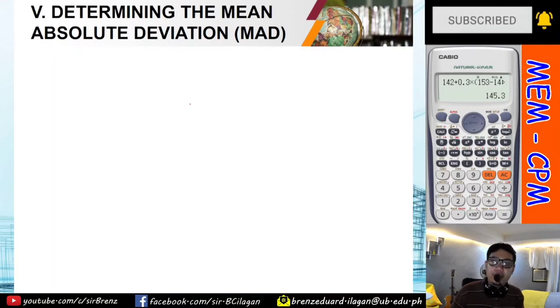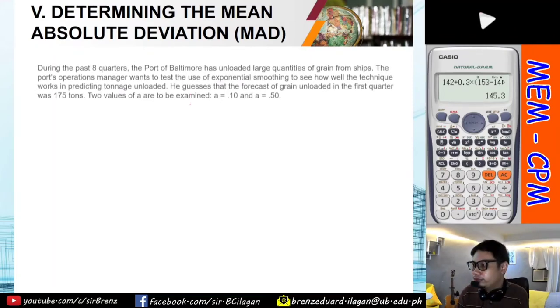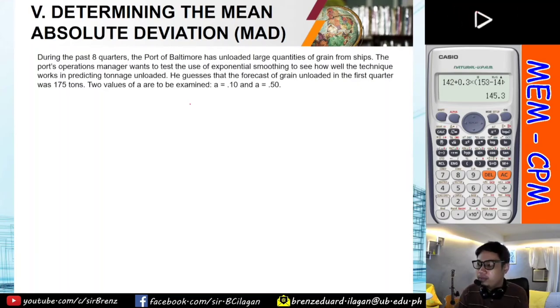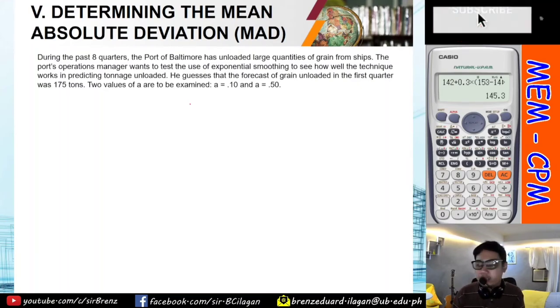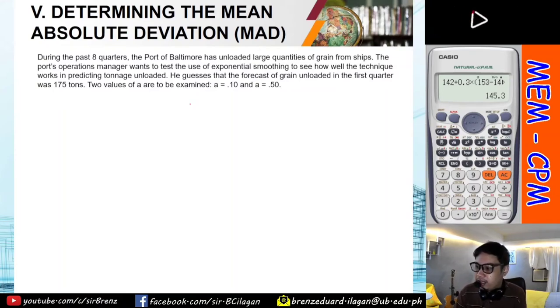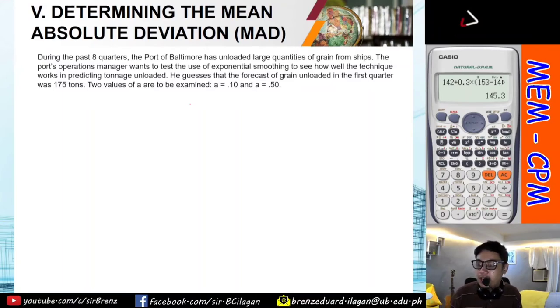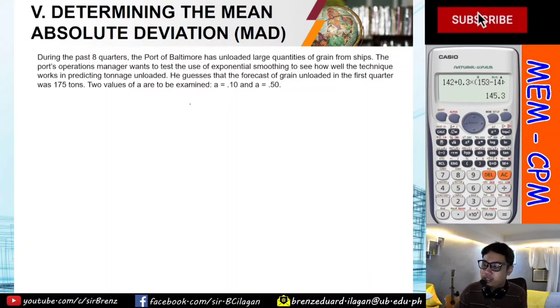So here is an example in determining the mean absolute deviation, or the MAD. Given in the problem, during the past 8 quarters, the port of Baltimore has unloaded large quantities of grain from ships. The port's operations manager wants to test the use of exponential smoothing to see how well the technique works in predicting tonnage unloaded. He guesses that the forecast grain unloaded in the first quarter was 175 tons. Two values of alpha are to be examined. The first value is 0.1, and the second value is 0.5.